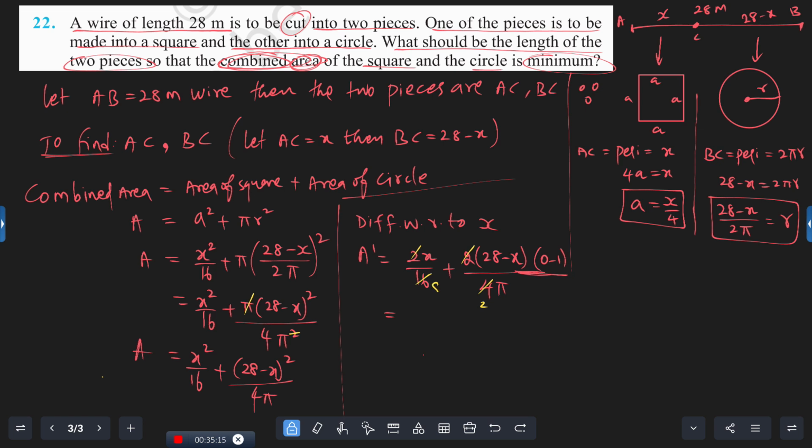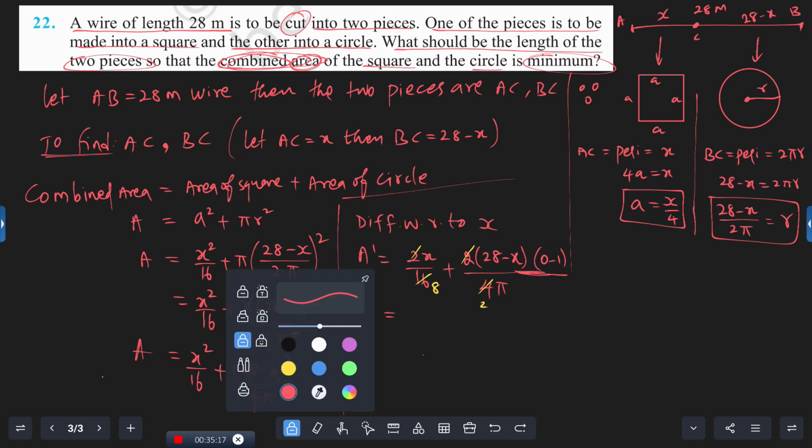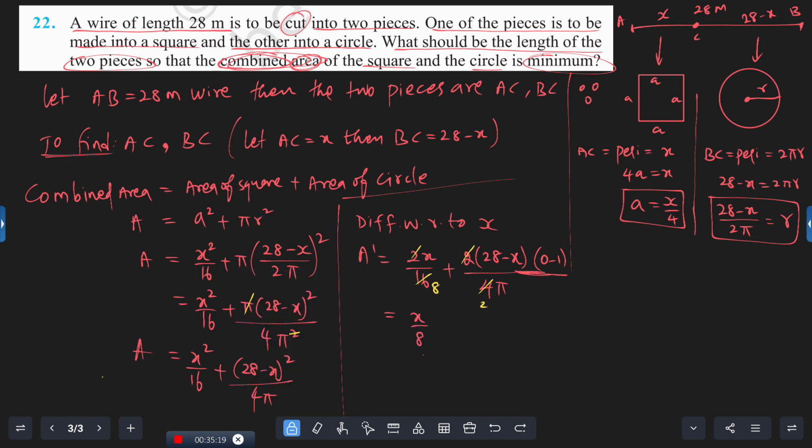Now what I am getting is x divided by 8 plus, into minus, minus 28 minus x divided by 2 pi. This is what we call A dash. Take this as answer number 1. Now we have to put it equal to 0 to find the x value.